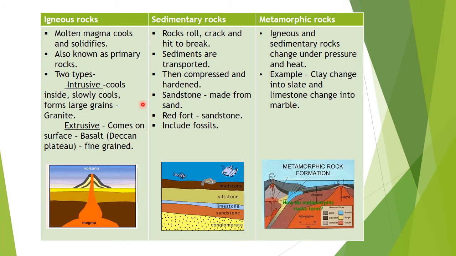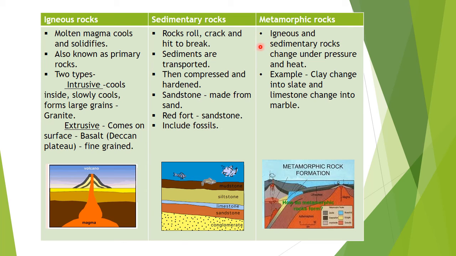Then sedimentary rock. We all know that there are some physical agents like river, wind, glaciers. Those agents help the sediments to be transported. After that, they are compressed and hardened. Sandstone is one type of sedimentary rock made from sand. Red Fort is made of sandstone. It includes fossils. Even fossils lie between these layers of sediment.